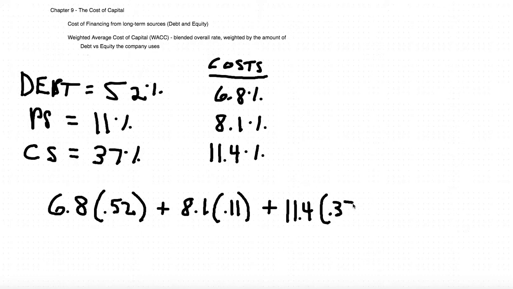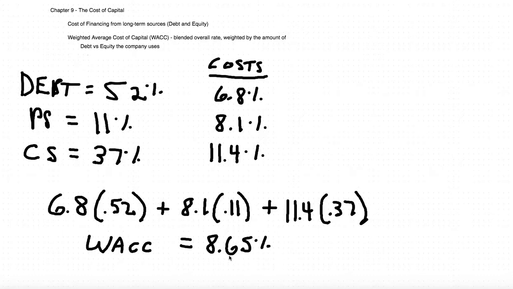And when we do the math, we come up in the end with a final weighted average cost of capital of 8.65%. So this weighted average cost of capital is the cost of capital that the company will use in those capital budgeting decisions, which are those accept and reject decisions that are used when determining which projects to take on for the company.